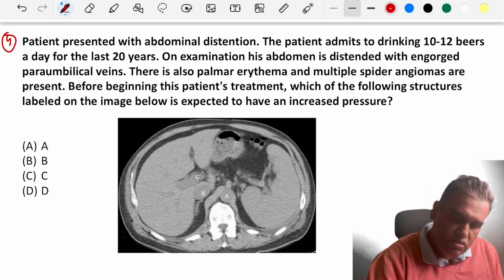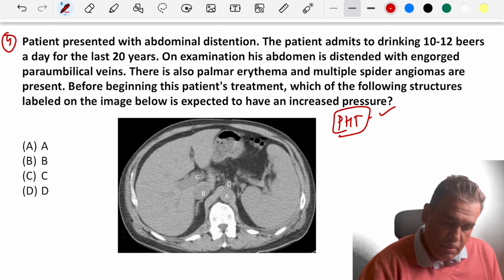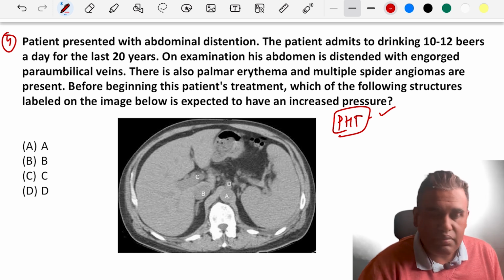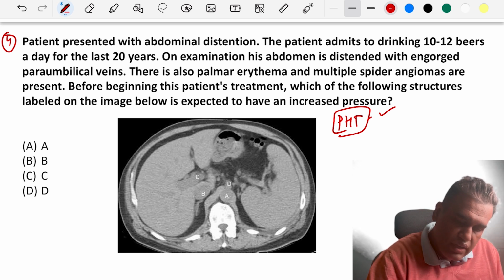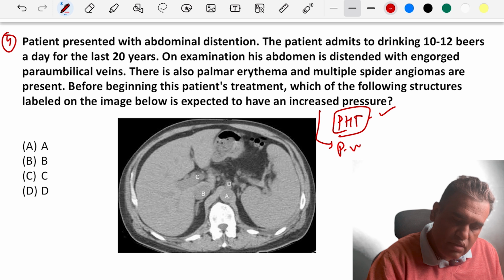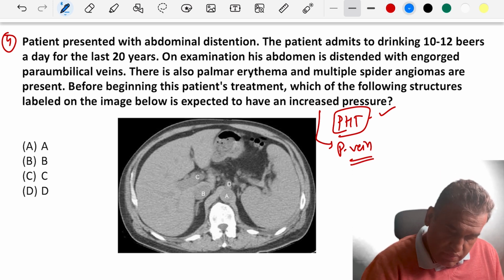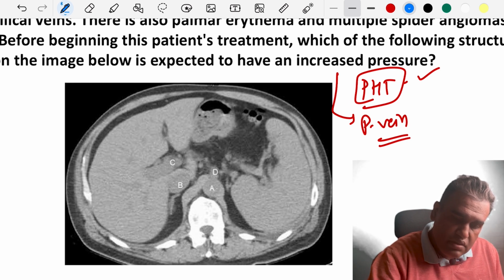It's probably a case of portal hypertension, given also the history of alcohol intake. In portal hypertension, it's actually the liver that is damaged, leading to an increase in the pressure of the portal vein. I was asking you which has increased pressure. We know theoretically it has to be the portal vein. So do we have to search for the portal vein in the image over here? Probably yes. Let's look.